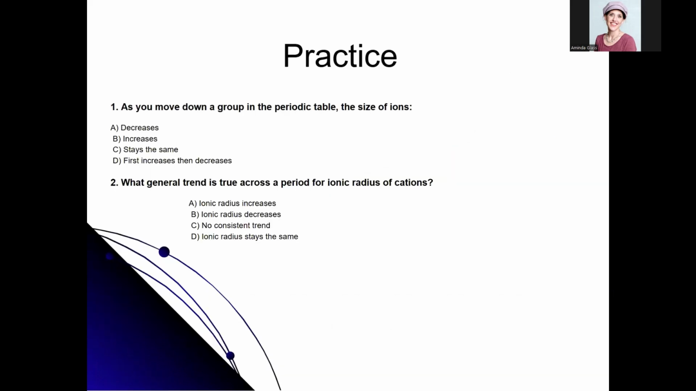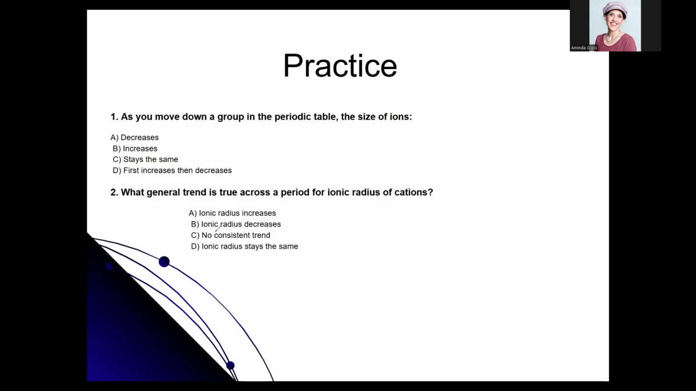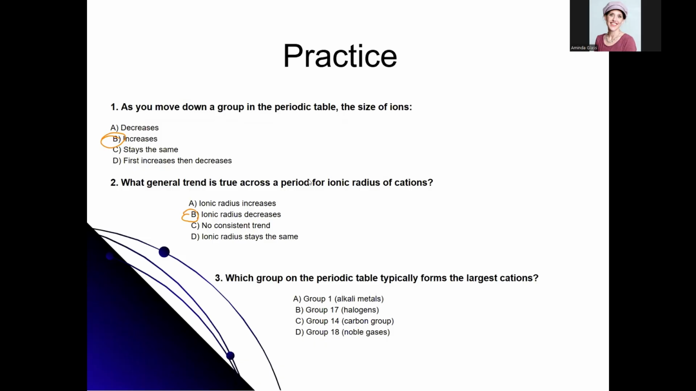Now, what general trend is true across a period for ionic radius of cations? So as we go across a period, we know that the ionic radius decreases as we go across the period. That is something from last lesson, but it is still important for us to keep in mind and review.